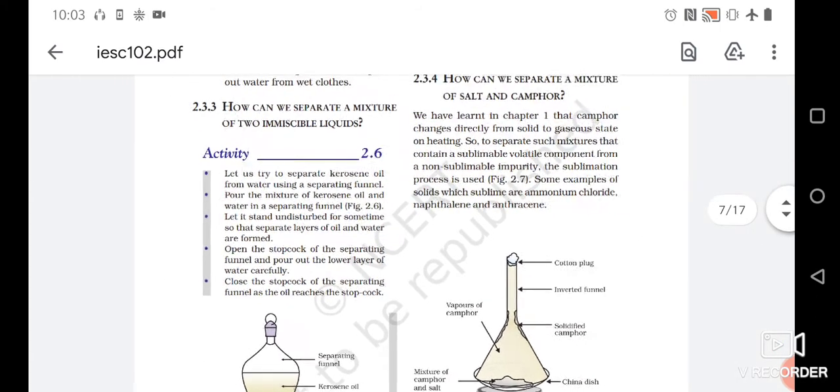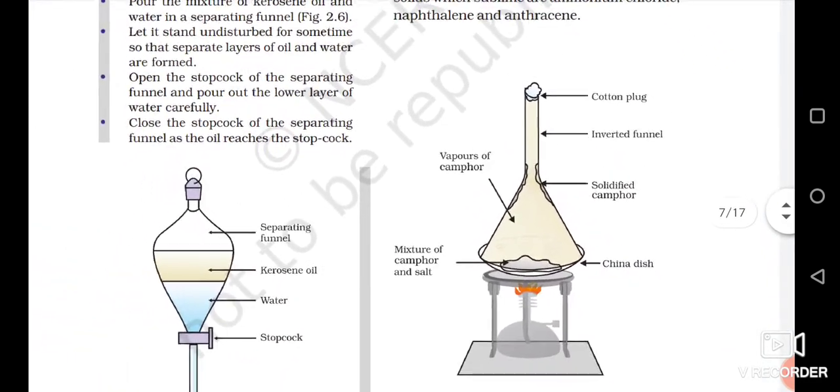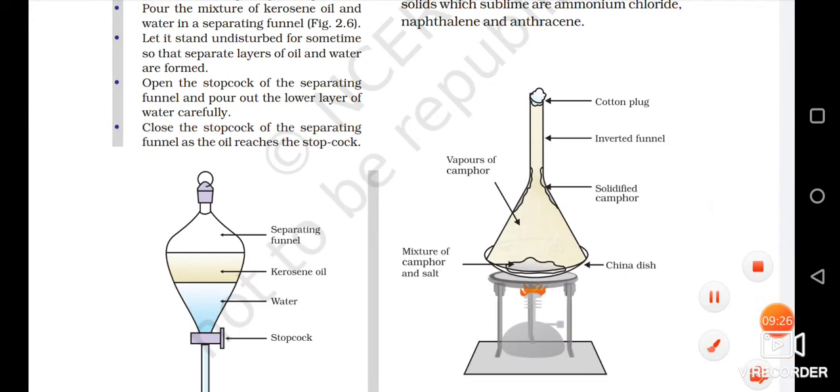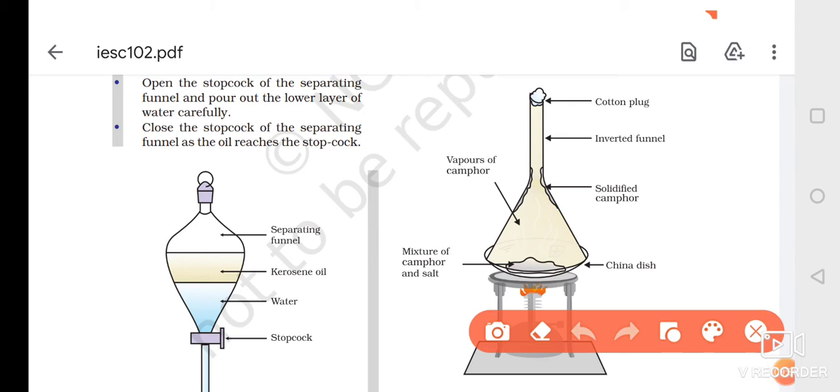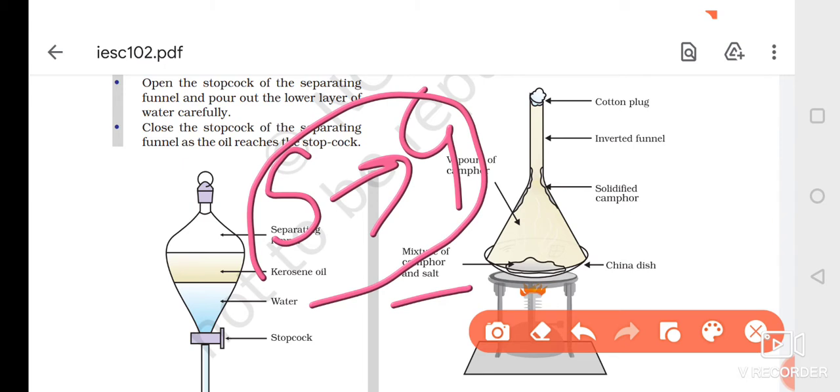Now let's talk about the process of sublimation. In the case of sublimation, what happens? We take a mixture. For example, here a mixture of camphor and salt is taken. Camphor is a compound which is sublimable. Sublimable means that when we heat this compound, it is solid in nature but directly converts into gas. That is why we call camphor sublimable.